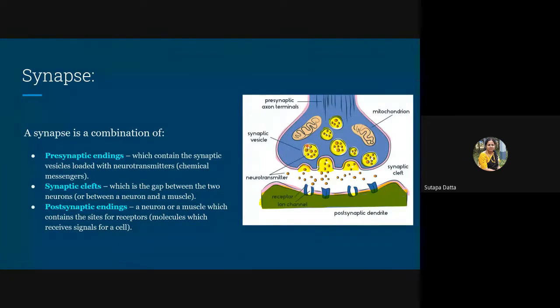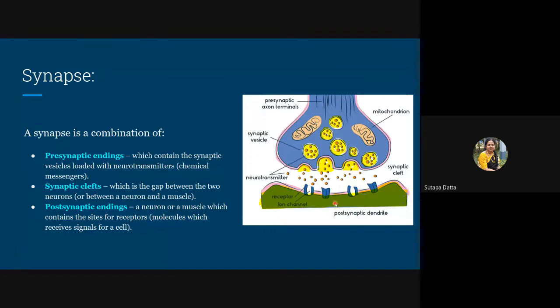So these are the membrane bound small vesicles which are loaded with neurotransmitters. Now, what is a neurotransmitter? A neurotransmitter is a chemical messenger which is released upon stimulation. So there might be a stimulus to release the content of the neurotransmitters in this gap. Now, this gap is the synaptic cleft, which is formed between the presynaptic membrane and the postsynaptic membrane.